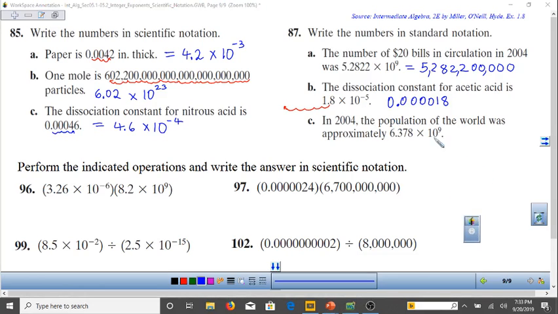Finally, with this one, again, as before, we're moving this number to the right 9 units, but we have 3 decimal places here, so we need 6 additional zeros. So we have 6, 3, 7, 8, and then 6 additional zeros. And there we have it.